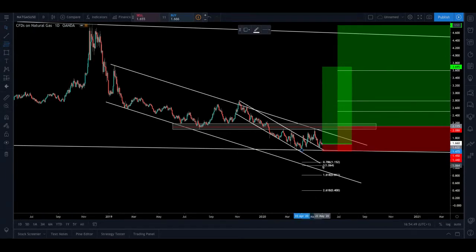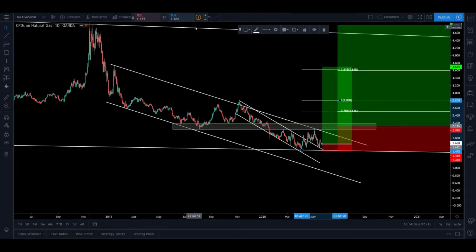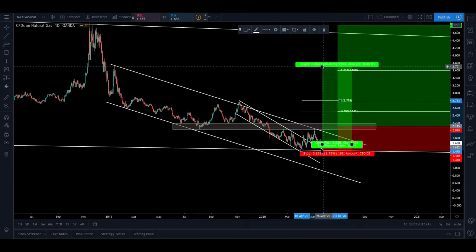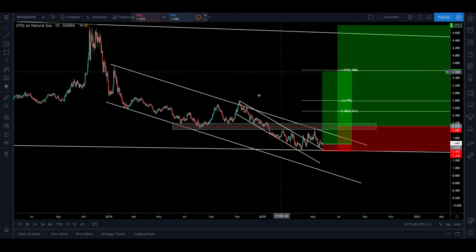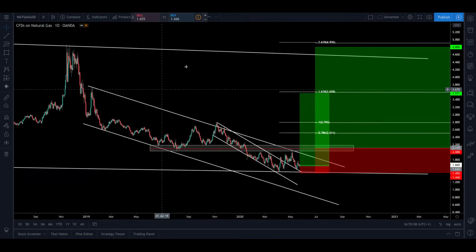So switch this back to cross. I'm not used to having it as arrow. So yeah, take profit just here. And yeah, this is a very good trade setup.